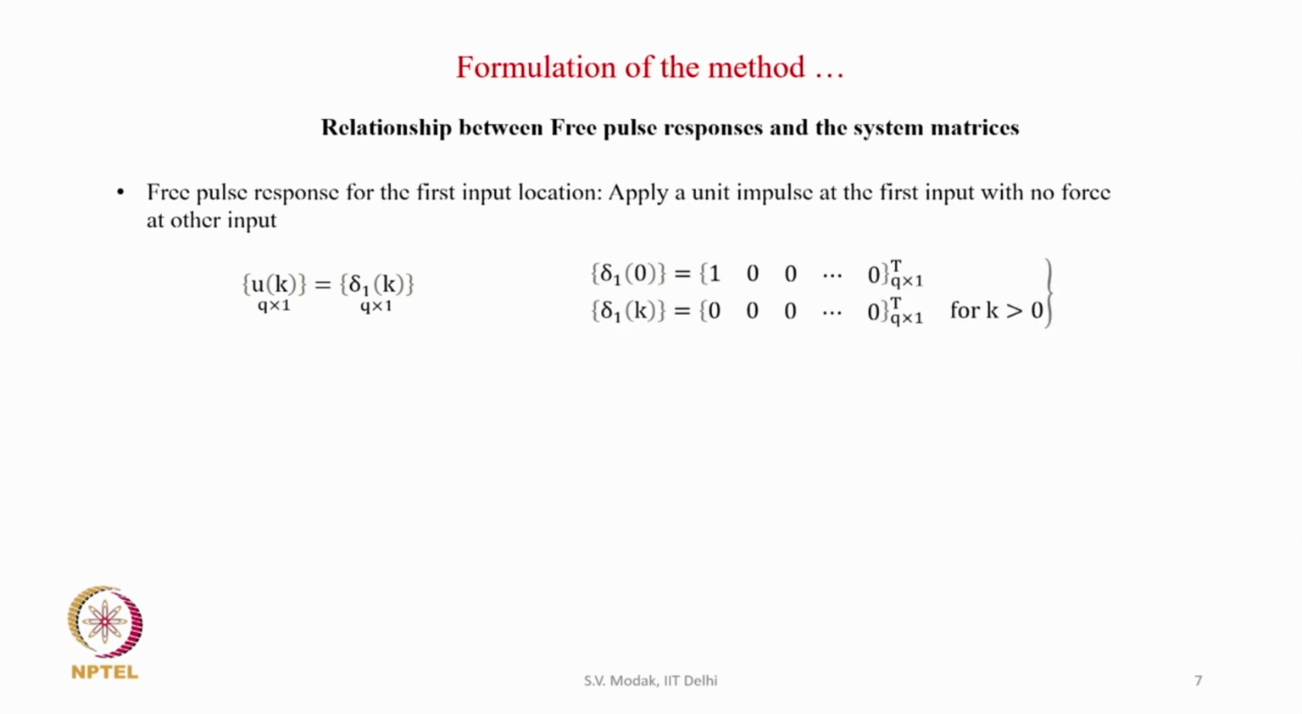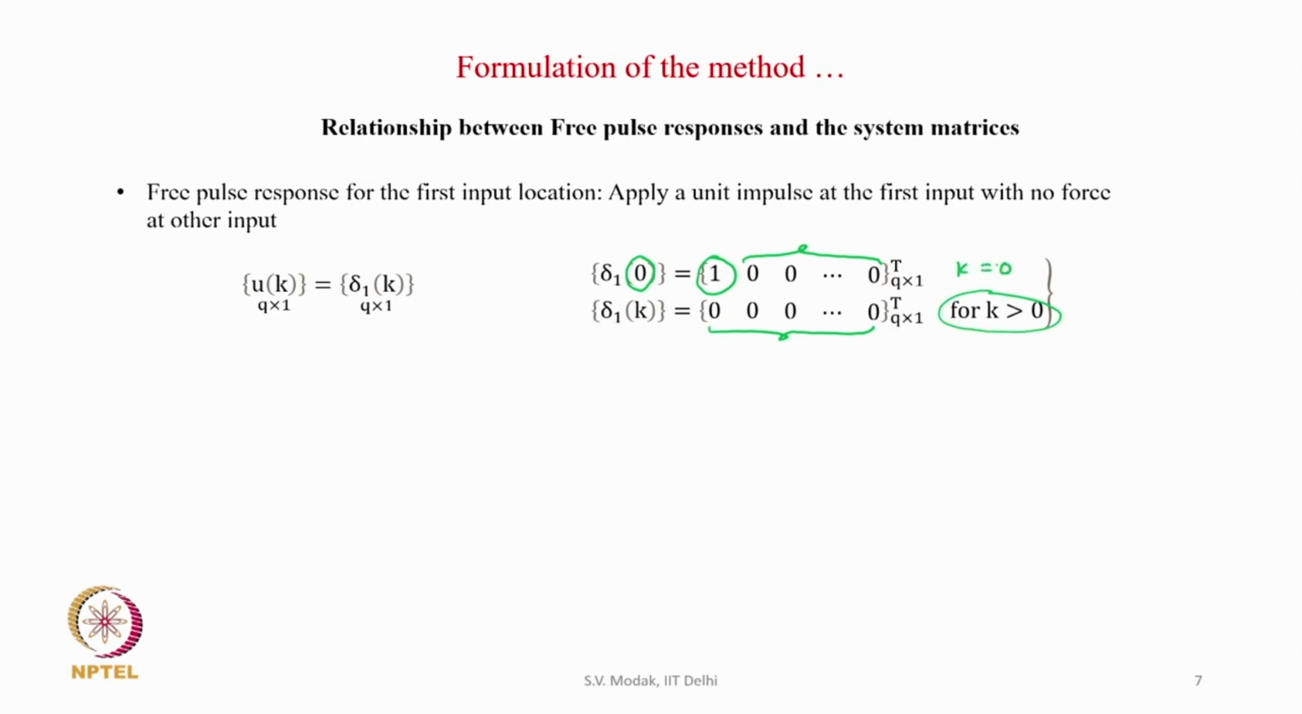Here you can see delta 1k is a column vector containing inputs applied at all degrees of freedom, and we see from here that input at the first degree of freedom is 1 and input at all the other degrees of freedom is 0, correct. And then this is at the first instant. Now for the next instant there is no input at any of the degrees of freedom, correct. So, this is the delta 1k for k more than 0, right, while this first one is for k equal to 0.